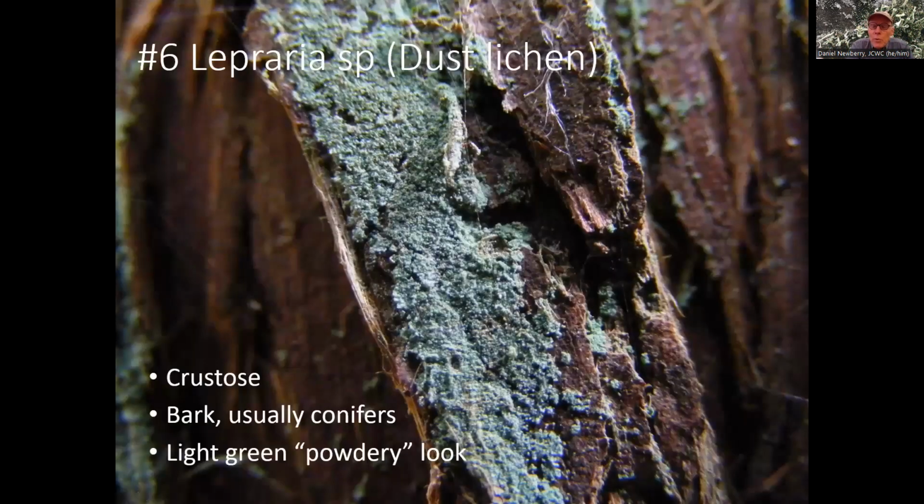Now, I know I said we weren't going to look at crustose lichens, but this is one that, at least to the genus level, you can find an ID very easily. And part of it has to do with the habitat. So this is dust lichen, Lepraria is the name of the genus. It's crustose. It has a powdery look. It's light green. But I like to talk about this one and offer it to you because it has a very specific habitat preference. And you'll find it growing on conifers, Douglas fir and western red cedar in our watershed.